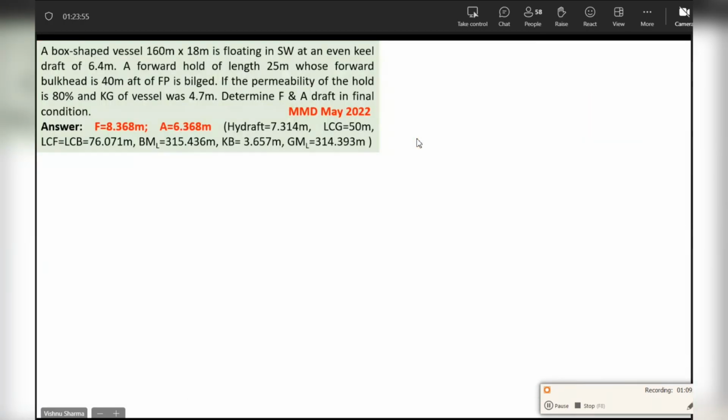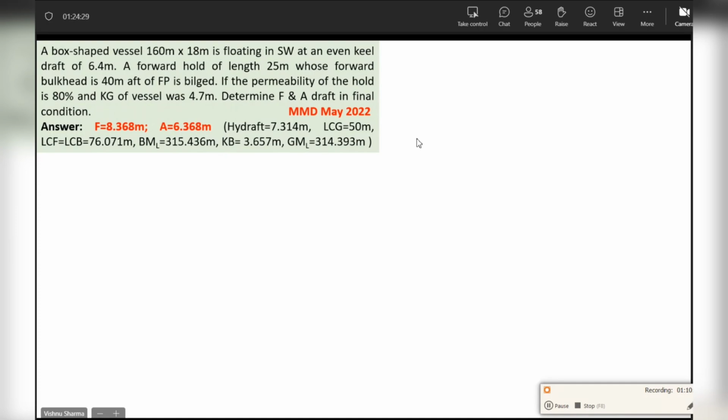Guys, now we come to an MMD question. Do you think you can solve this question? Read it. A box-shaped vessel, 160 meter by 18 meter, floating in seawater at even keel, draft of 6.4 meters. Whose forward hold, whose forward bulkhead is 40 meters aft of the forward perpendicular, is bilged. If the permeability of the hold is 80% and the KG of the vessel is 4.7.